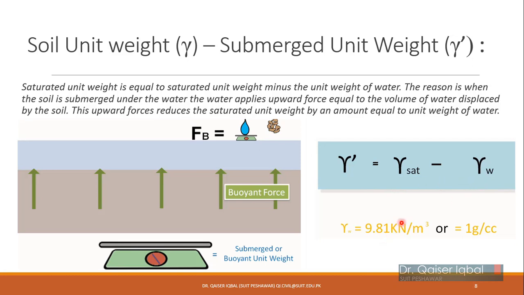Gamma w is the unit weight of water, which in SI units is 9.81 kilonewton per cubic meter. In the CGS system, the unit weight of water is 1 gram per cc. So whichever system of units you are using, you will determine the effective unit weight, or submerged unit weight, by subtracting the unit weight of water from the saturated unit weight of that particular soil.